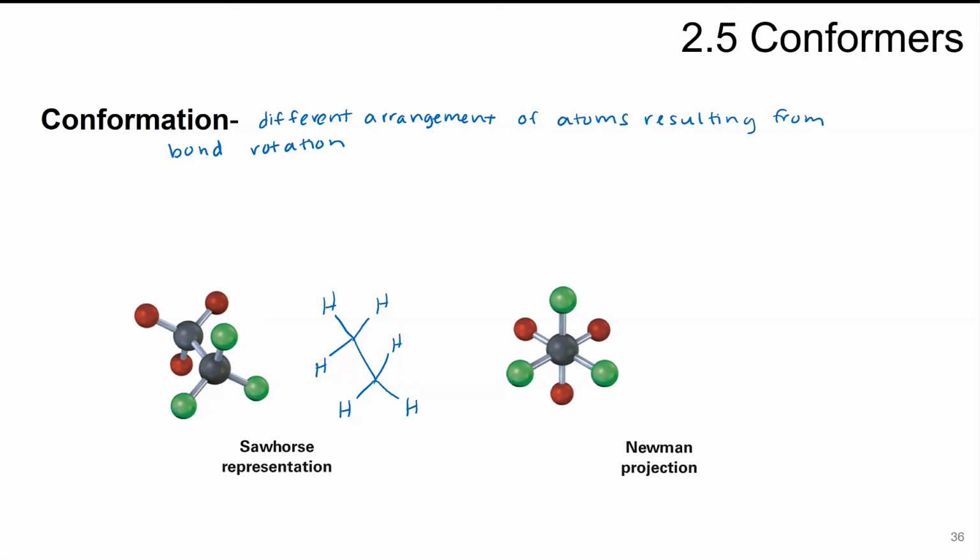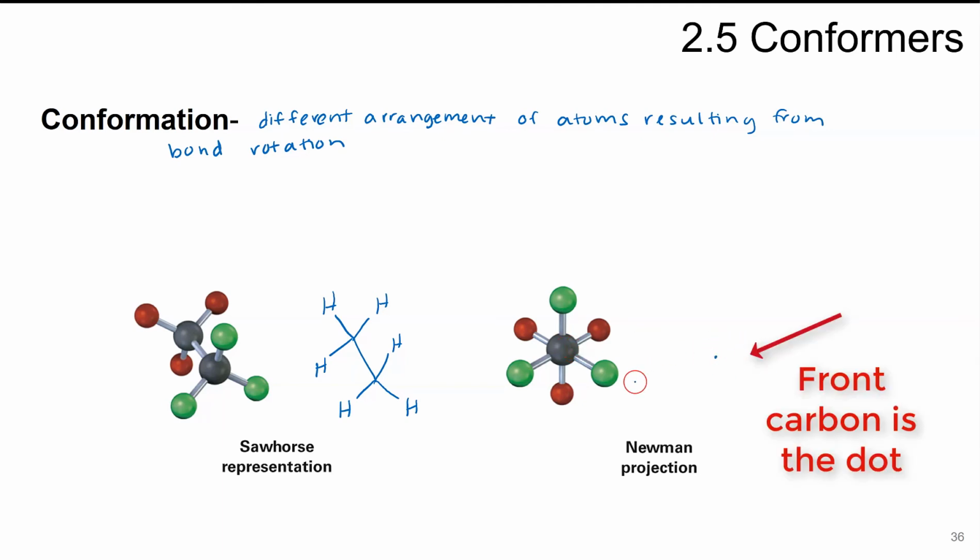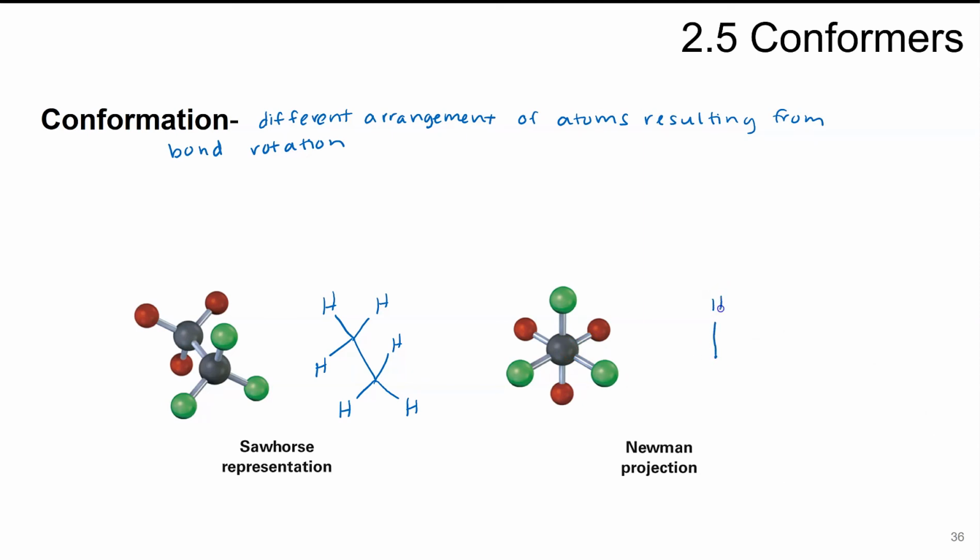The other type is a Newman projection, which is the bane of several organic chemistry students' existence. So what this is showing is the front carbon only. And I'll show you this in the model momentarily here. And you're showing the hydrogen that's coming out of the top, one that's coming here, and this one here. So this is the front carbon.